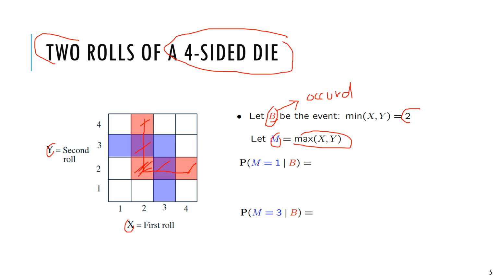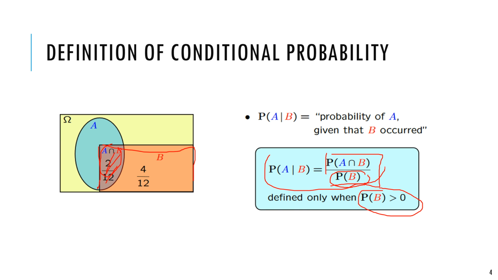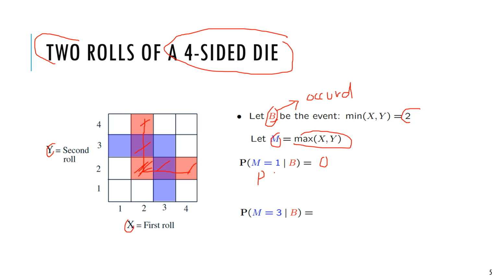So what is the probability of M equals 1 given B? Because we know that the minimum is 2, this must be 0, because the minimum is 2, so the maximum cannot be 1. So how to formulate it? Here we calculate the probability of M equals 1 intersect with B, divided by the probability of B. Maximum is 1 is only this cell. So the intersection of this equals 0, so this probability is 0.